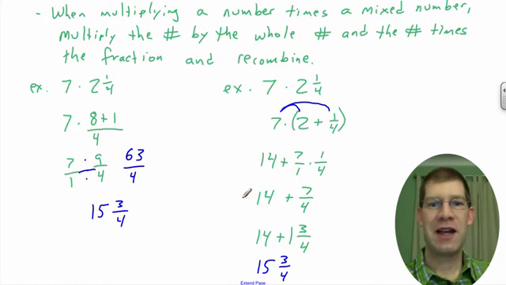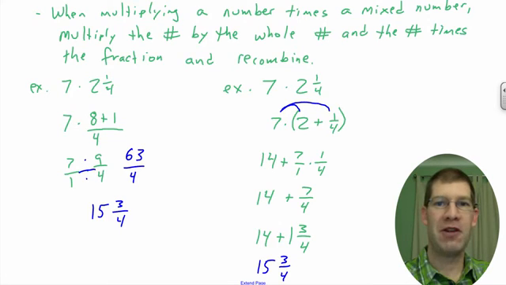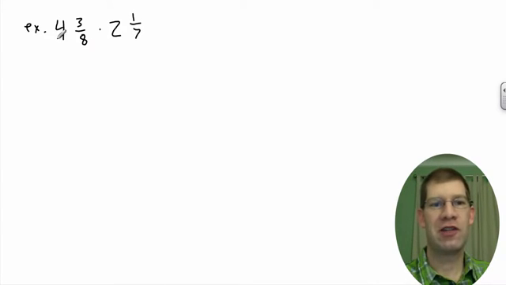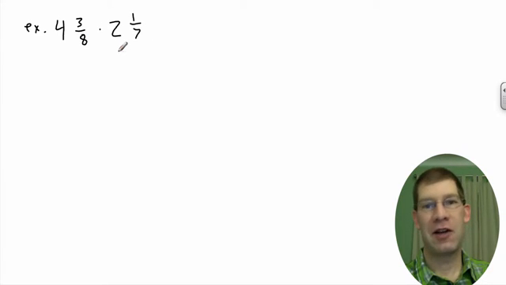Okay, so that's kind of the way that'll work every time, and I'll do a couple more examples of that. And this here would be the example of a little bit of a shortcut you could do if you have a number times a mixed number. But if we go back now, and if we have just a couple more examples, if I have, we'll say 4 3/8 times 2 1/7. Now it's tempting to take that shortcut and just do my 4 times 2 and my 3/8 times 1/7. That's not going to work.